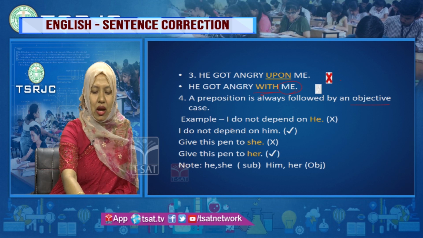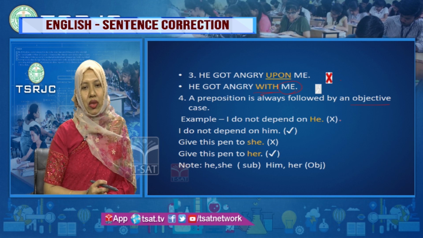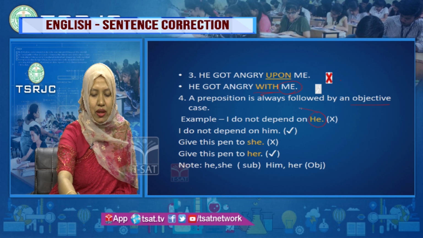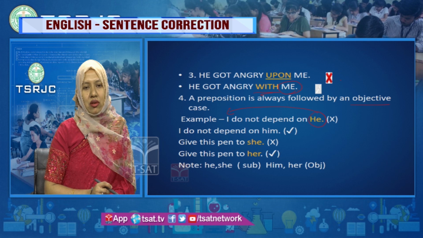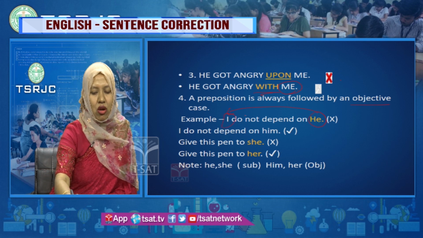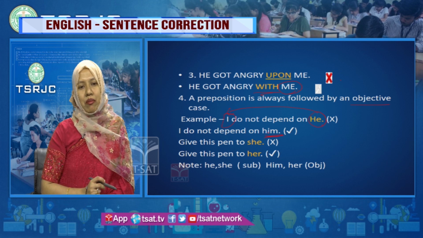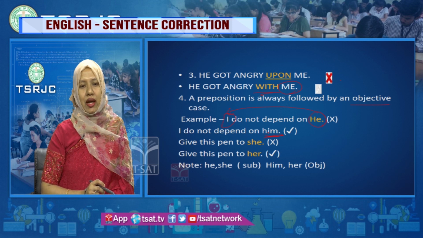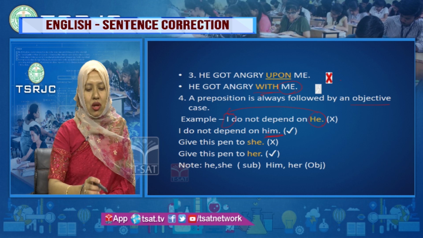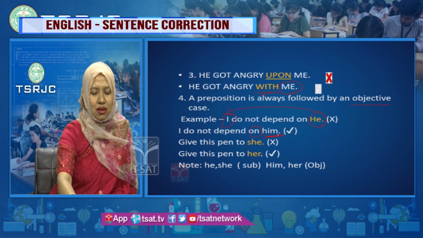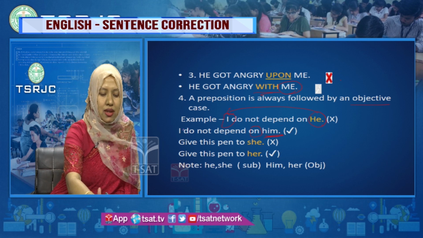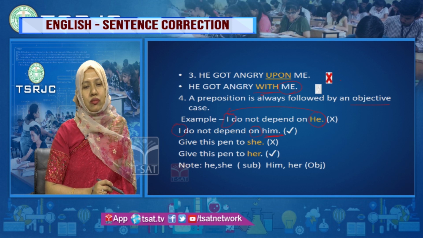Now another example, I do not depend on he. He is a subjective pronoun. Never use it in the objective case. Subjective case, objective case. In the objective case, the correct pronoun is him. I do not depend on him is the correct sentence, correct usage. On is the preposition here. Him is the objective pronoun. I is the subjective pronoun.